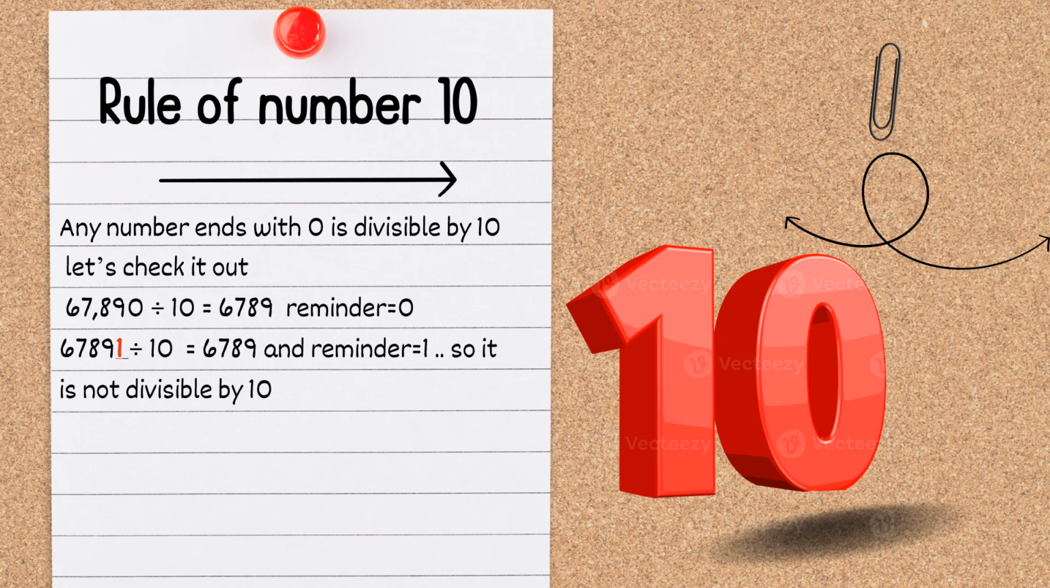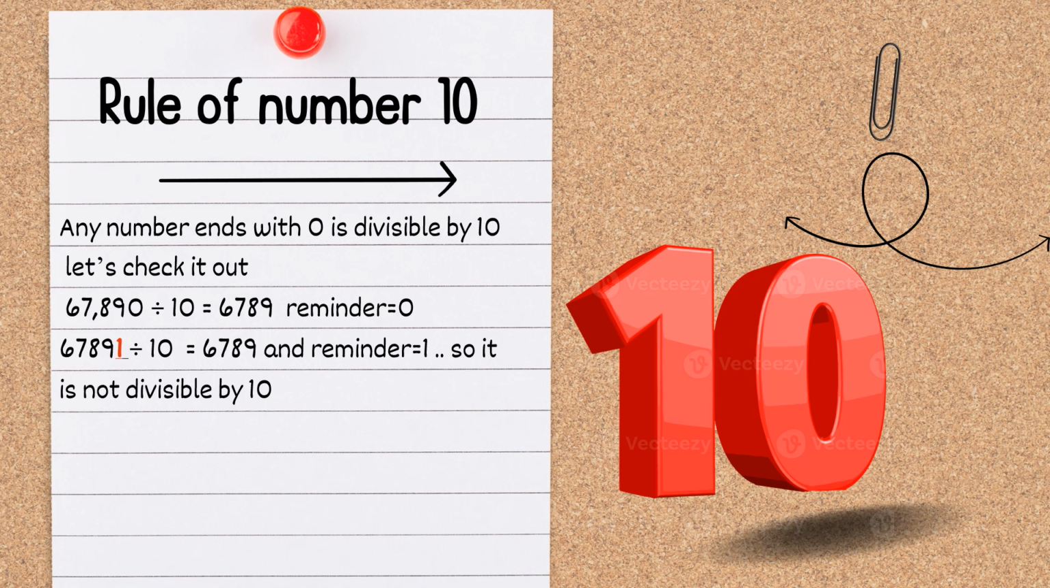So what if I changed the 0 into any other number, let's assume 1? 67,891 divided by 10 will give me the same result but with a remainder: 6,789 and the remainder equals 1. So it is not divisible by 10 because it doesn't end with a 0.